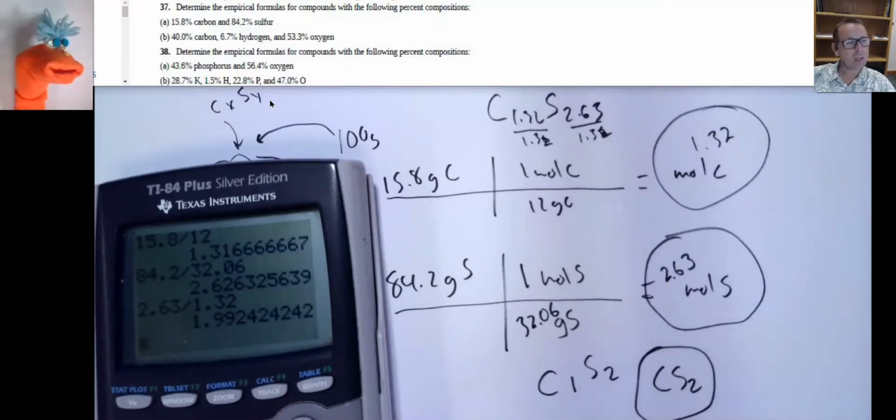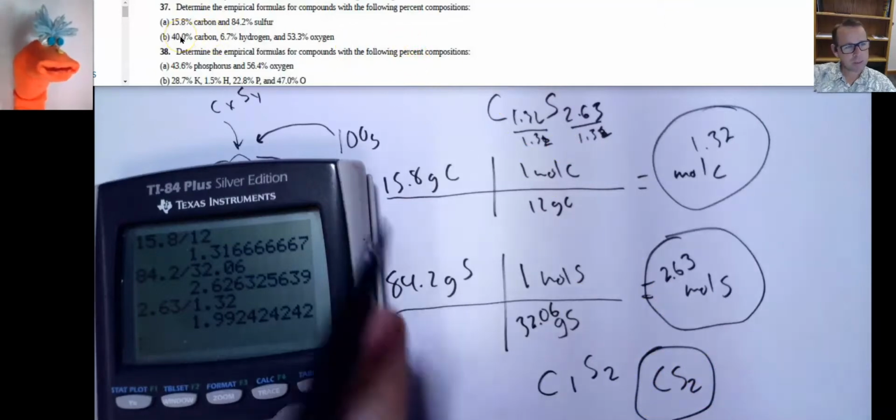So from the mass percent, I convert those masses, use those as if I had a 100-gram sample, convert those masses to moles, and then I get the molar ratio and simplify it to a whole number ratio, and that will be my empirical formula. Let's try that again on this next one here.